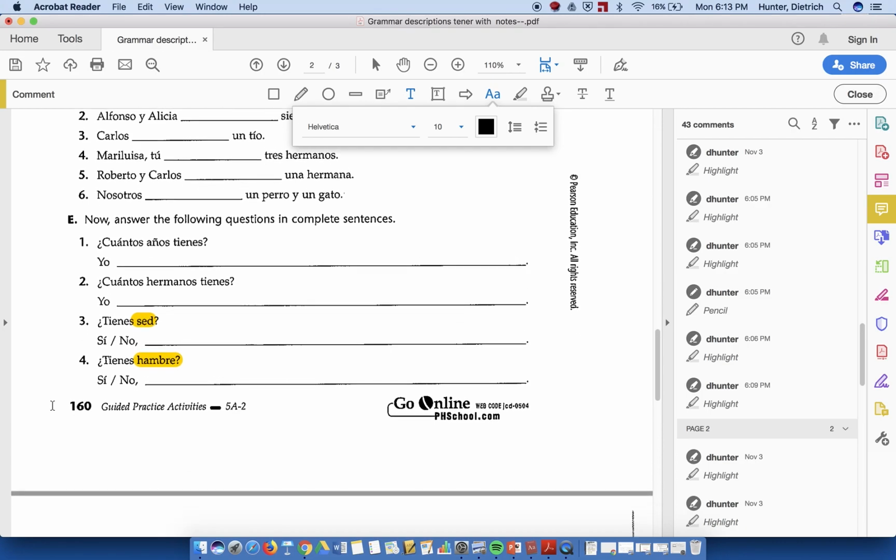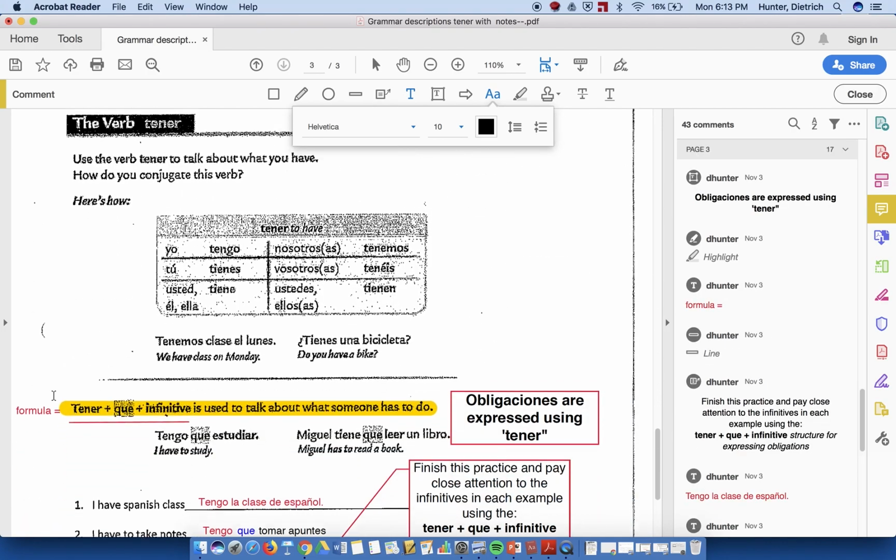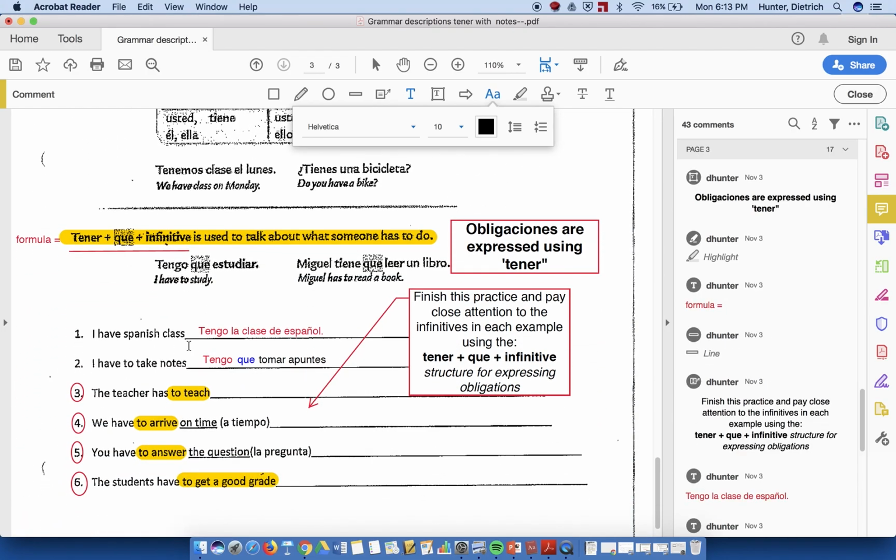Now, the last thing we want to spend time going over is on página 3. Página 3 dice eso. There's a formula there. Y es obligaciones. Obligaciones, lo siento, can be a part of expressing with tener. Obligaciones significa obligations, that is, in fact, a cognate. What you want to notice is that we use this formula. Tener plus que plus infinitive is used to talk about what someone has to do. When we see that has to do, that's where we get our obligations.